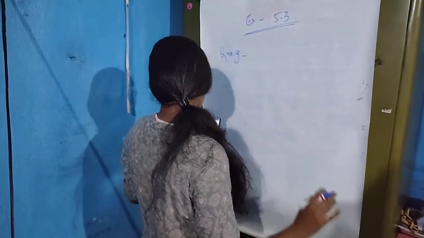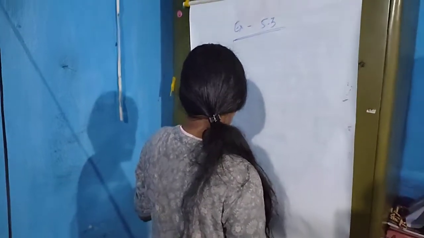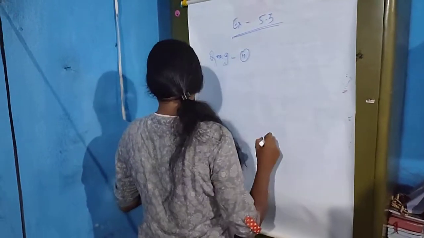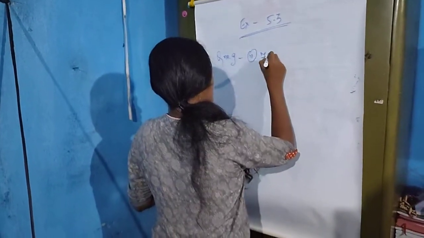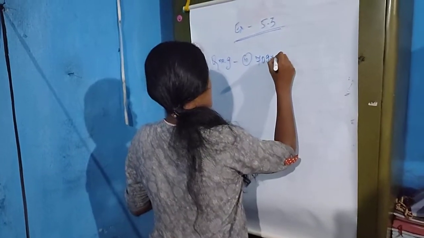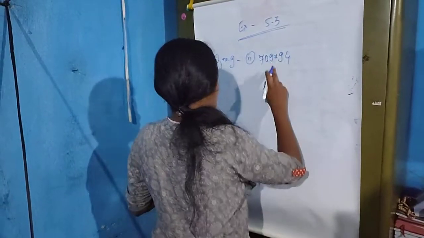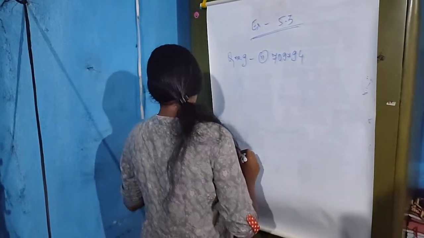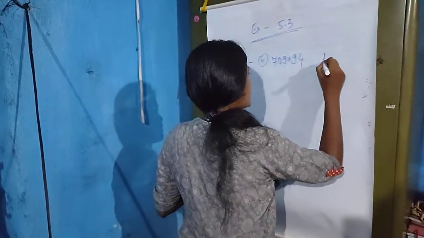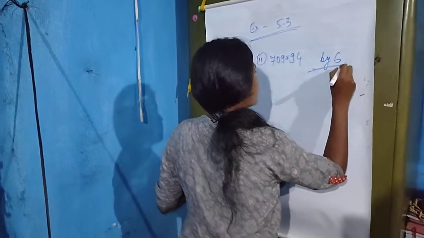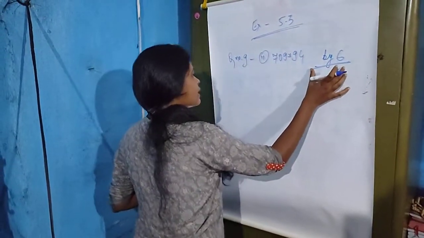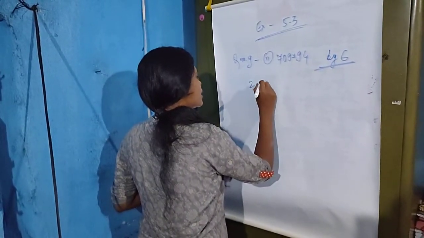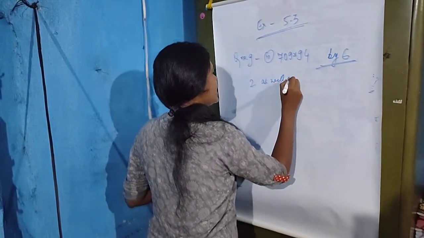Now we will solve question number 9. In each of the following, replace the star by a digit so that the number formed is divisible by 6. We will solve 2, you will solve 1 at home. So 709*94. You have to replace the star by a digit so that it is divisible by 6. For 6, the condition is that you check the number is divisible by 2 as well as by 3.